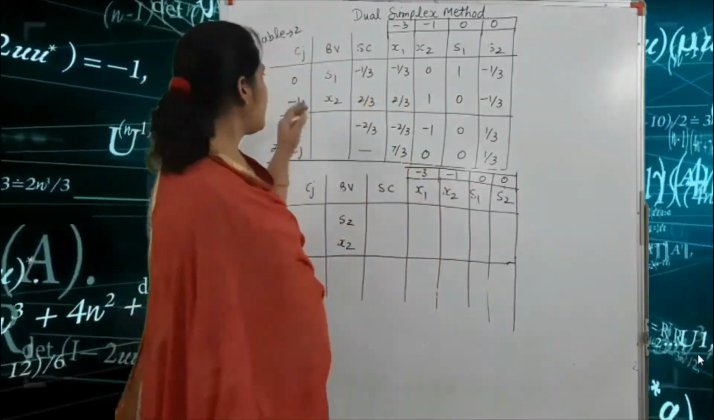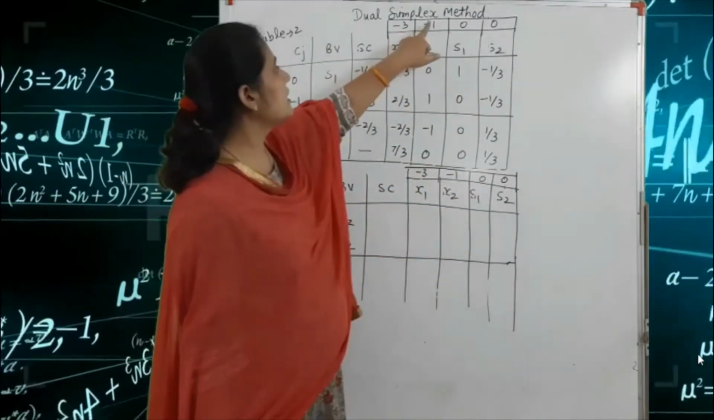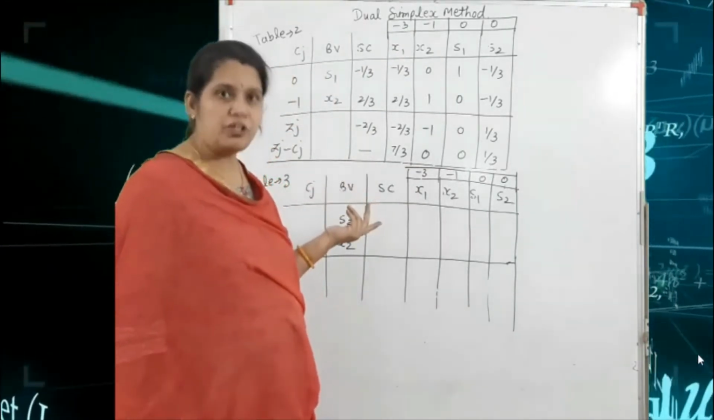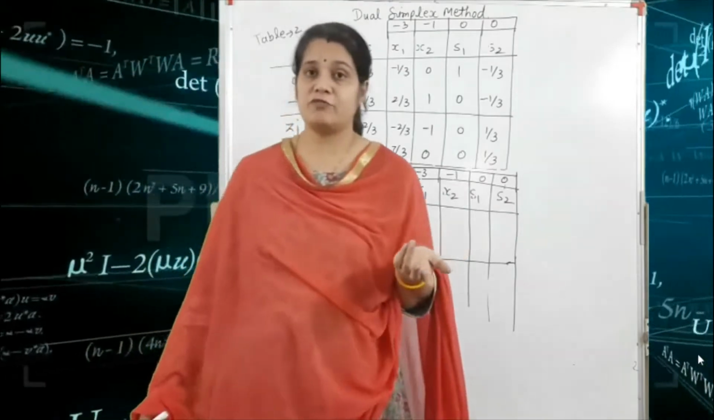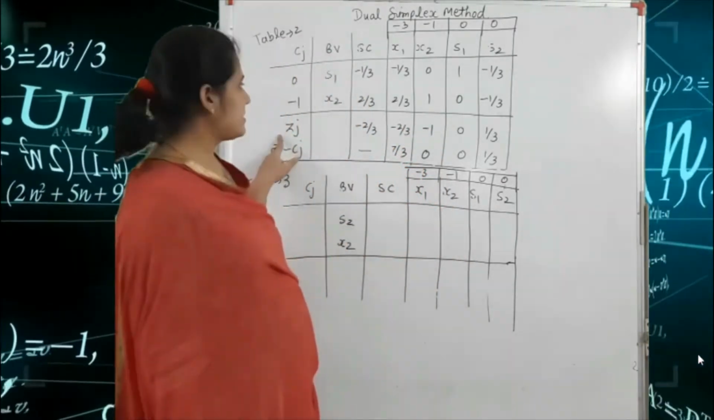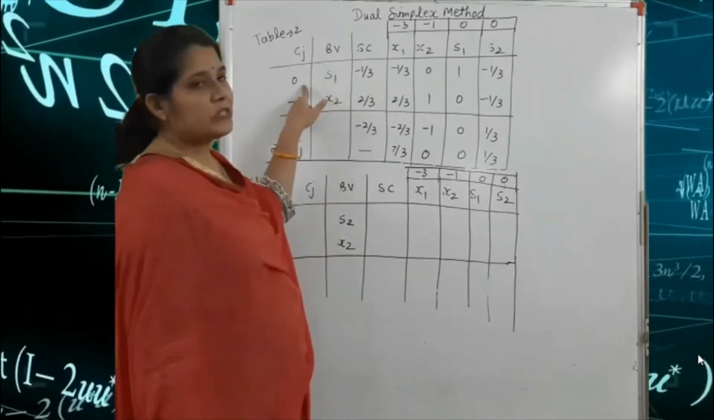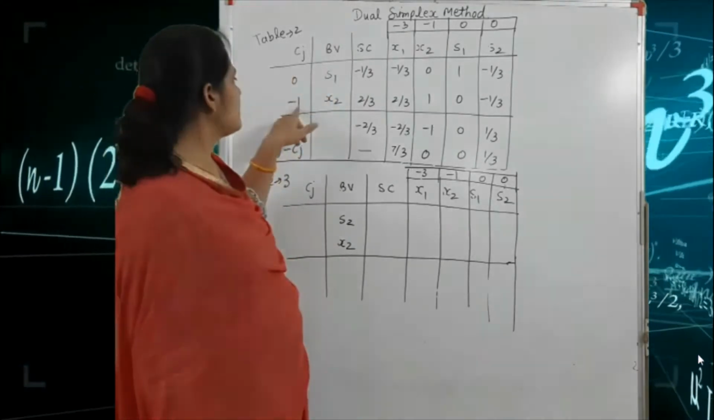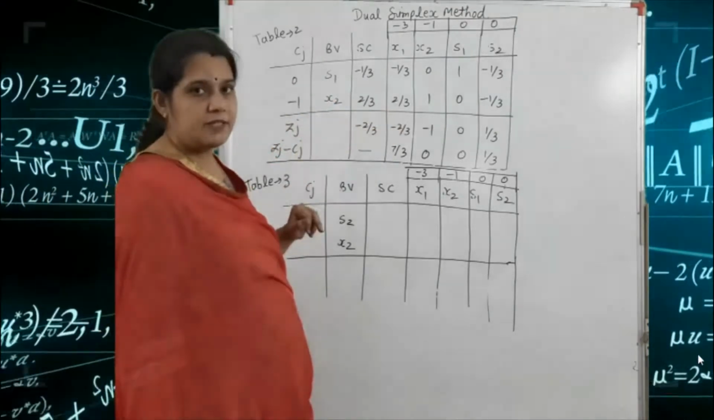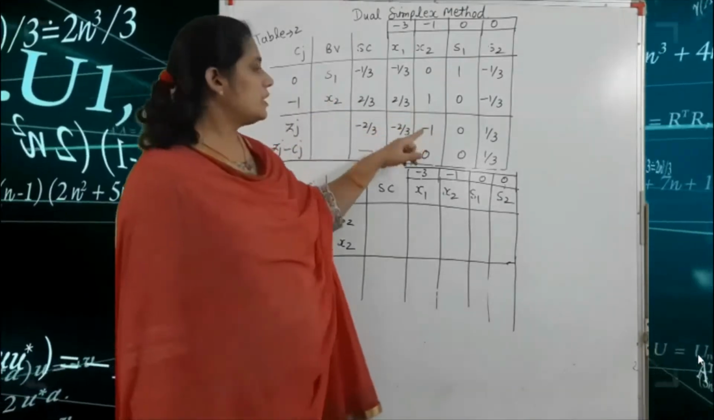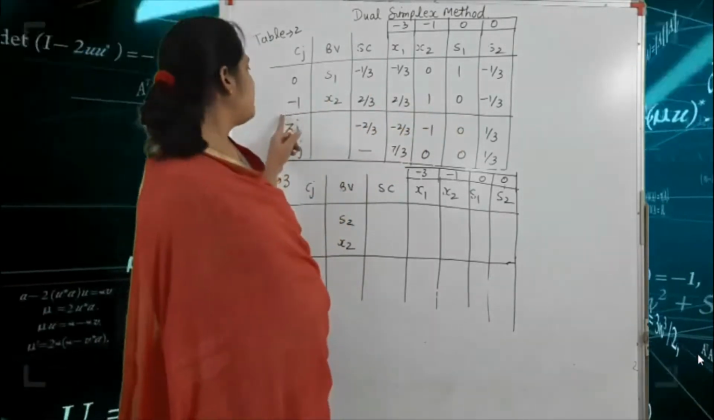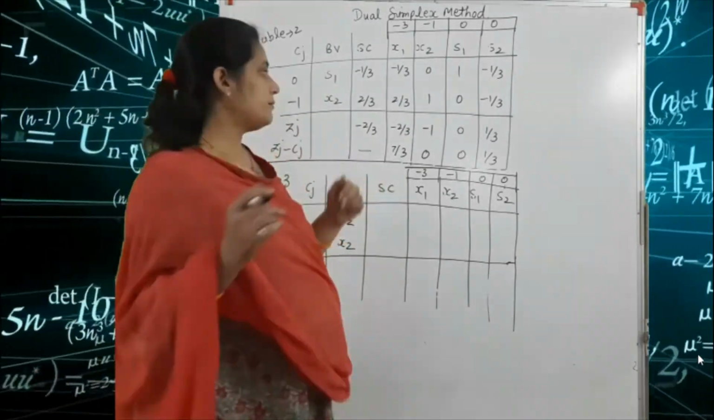Okay. After that, we write here 0 and minus 1 with the help of this coefficient according to your objective function, that is the converted objective function, maximize z values. Okay. With the help of these, we find the z. So here this value is 0. So there is nothing. Minus 1 into 2 by 3 is minus 2 by 3, minus 1 into 2 by 3 is minus 2 by 3, minus 1 into 1 equals minus 1, minus 1 into 0 equals 0, and minus 1 into minus 1 by 3 is 1 by 3.